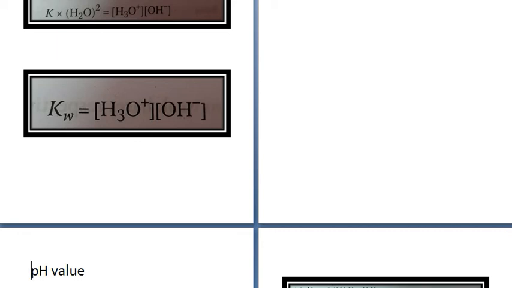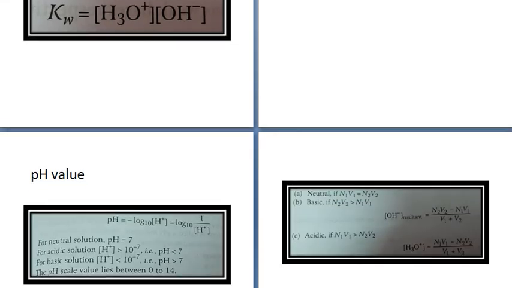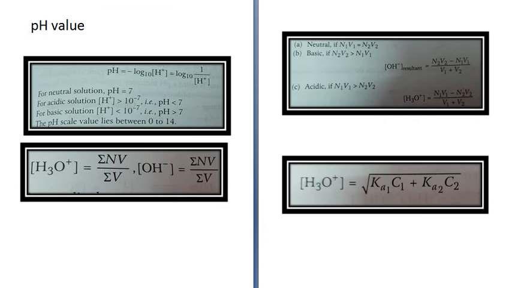Ionization of pure water increases with an increase in temperature. Therefore, the value of Kw increases with increase in temperature. However, it does not affect the relative concentration of H3O+ and OH- ions. Next we come to pH value.